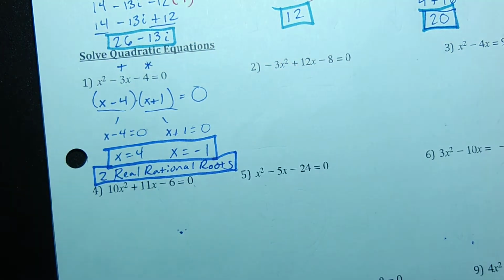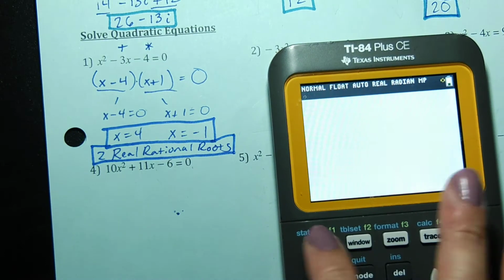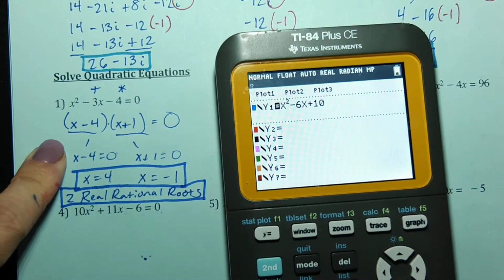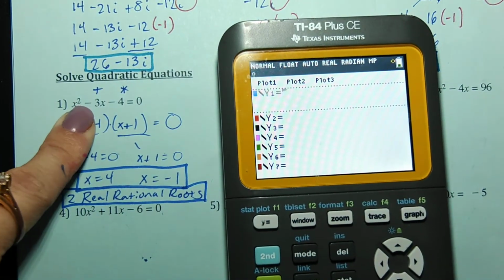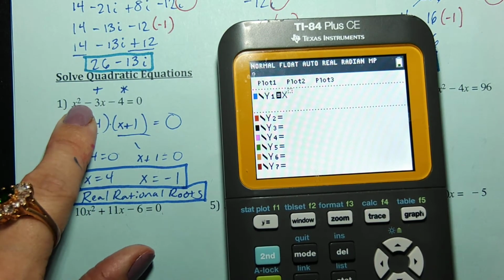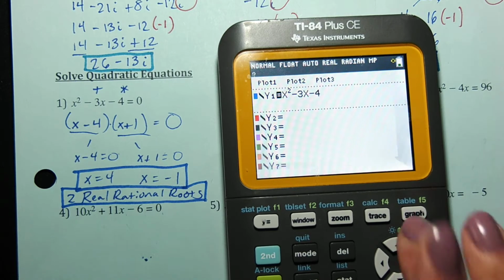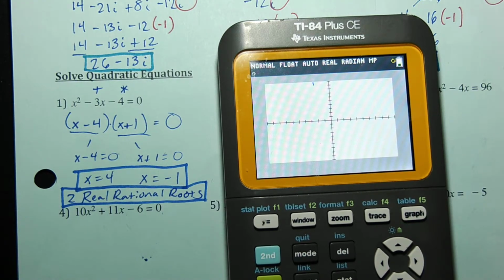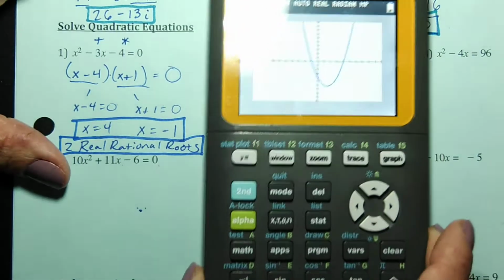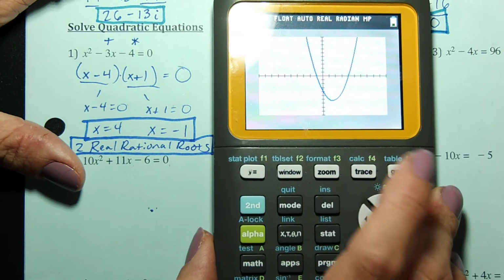The nice thing is, if you're a little uneasy about factoring, we can check ourselves on this using our calculator. Go ahead and go to your y equals and type in that equation: x squared minus 3x minus 4. And when we hit graph, does it look like we have x-intercepts at -1 and +4? Sure does, and we can verify this by hitting the trace button.